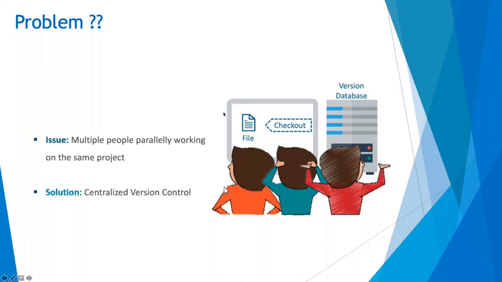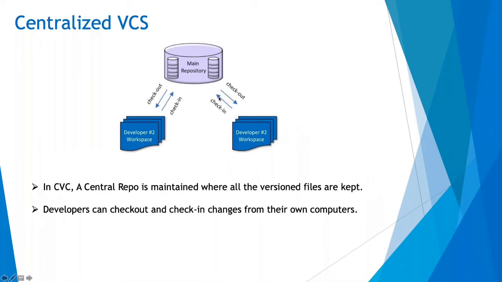This is where the next thing comes into the picture, called the centralized version control system. What is this centralized version control system? Not in my machine, not in your machine. Let us choose a centralized place like some GitHub or something, or Google Drive or something. Let's put the data in Google Drive.